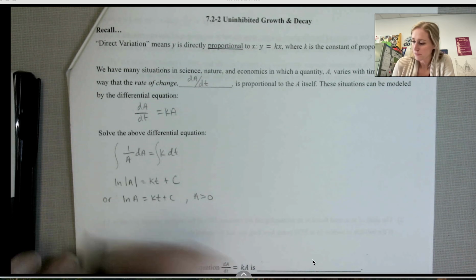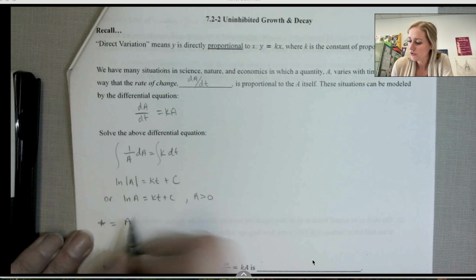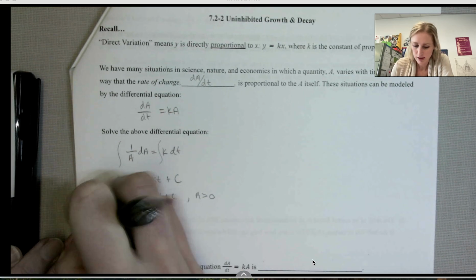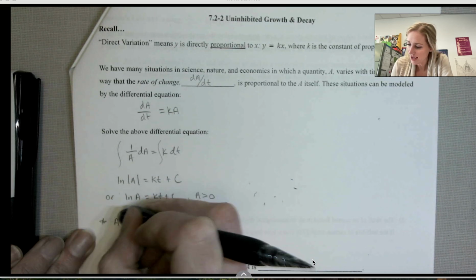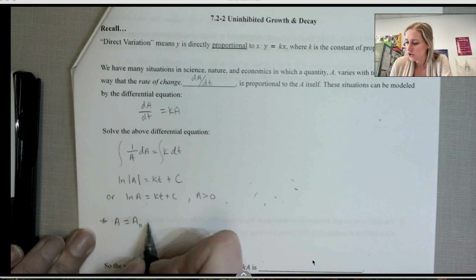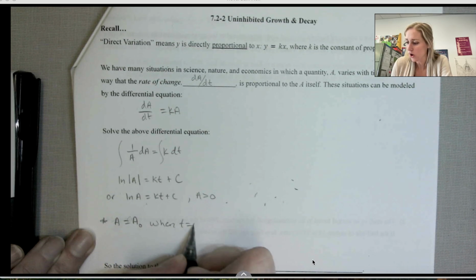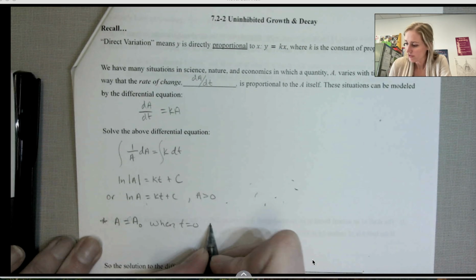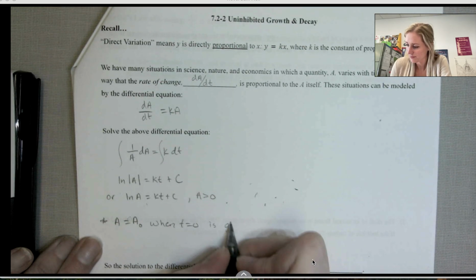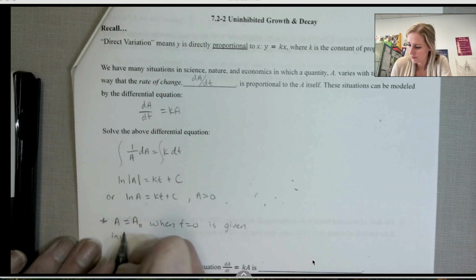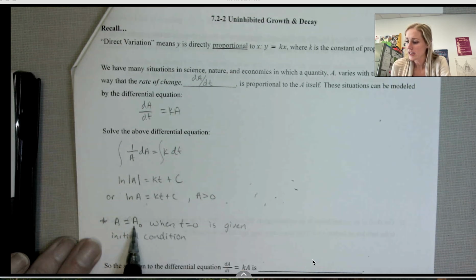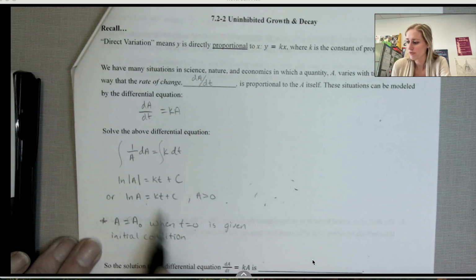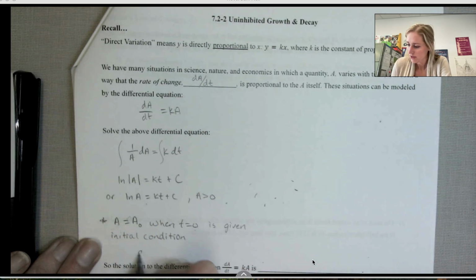So the other thing to note is that we will use A equals A naught. This notation, this A naught, is the initial amount. So when our time starts, we're going to say time is 0. This is an initial given condition. Okay, so if I were to plug in A naught for A and 0 for t here, we would get the natural log of A naught is equal to our constant.